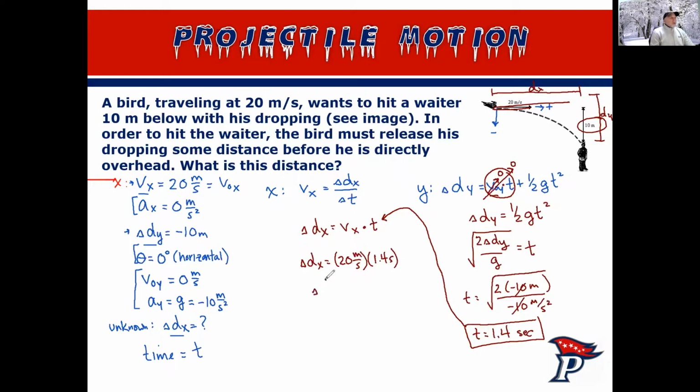And you should get, what, 28 meters. Right, the seconds cancel, we're left with meters. And so the distance, when the bird is here, he's got to launch or drop that 28 meters away from him if he wants to hit him. Questions on that?